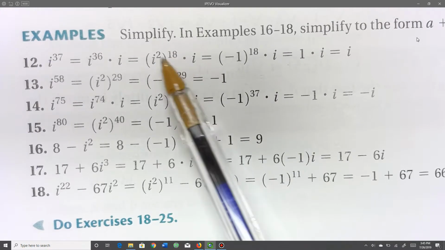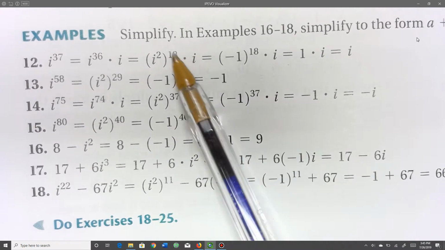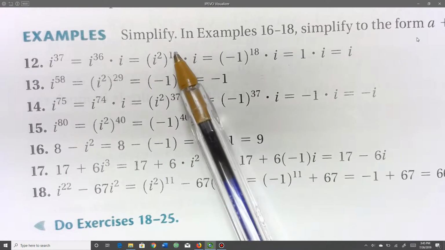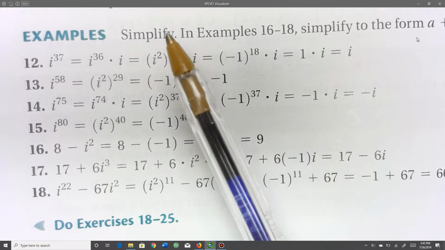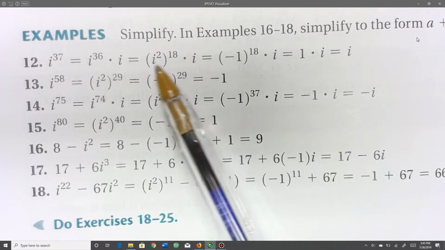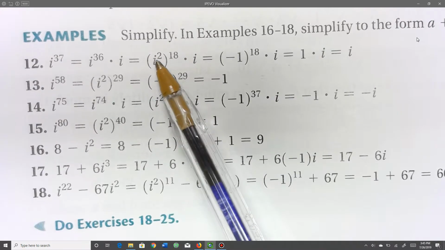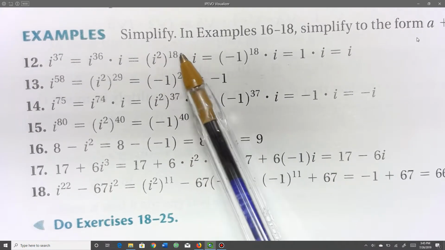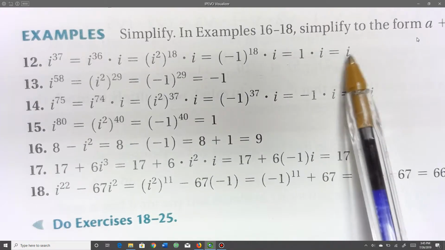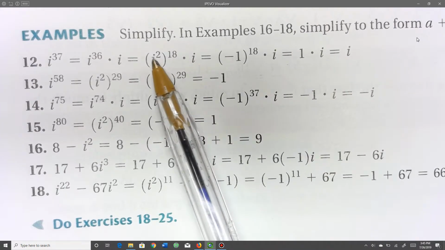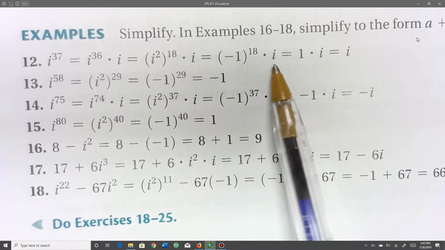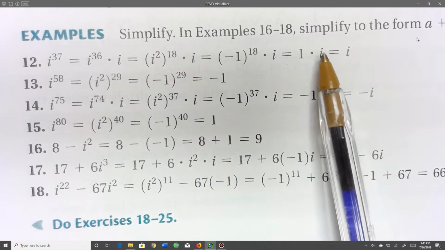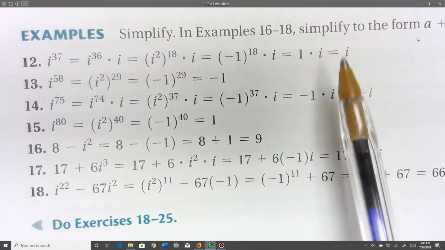And from here, just think about your exponents as being odd or even. If they're even, your answer is going to be positive. If they're odd, your answer should be negative, because you're always going to get a negative 1 out of the i squared. In this case it's positive, so we got a positive 1 times i. Positive 1 times i is just i.